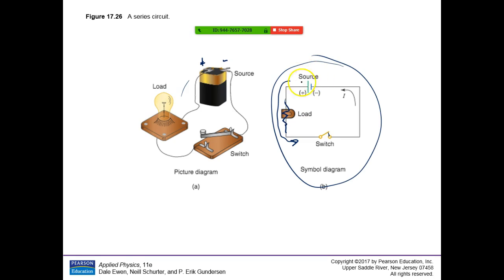Well, the energy came from the battery. That's why it's called the source. That's the energy source. So the battery gives the charges energy, and then the load uses that electrical energy and changes it to heat energy or light energy, some other type of energy. It could be heat energy if that was a burner on your stove.